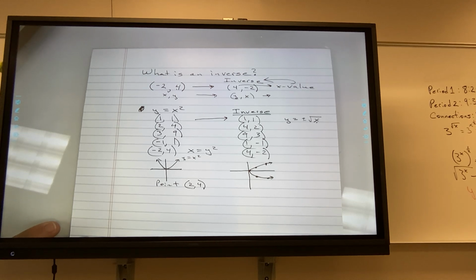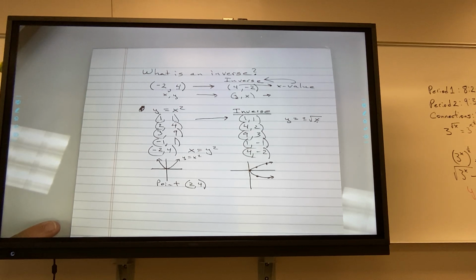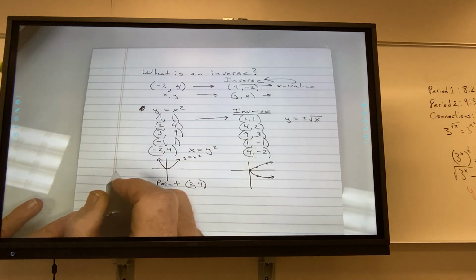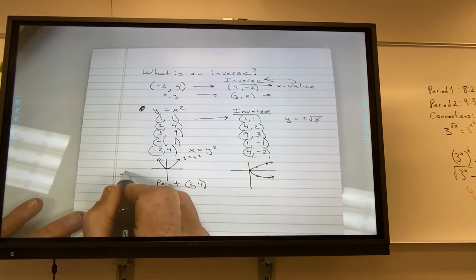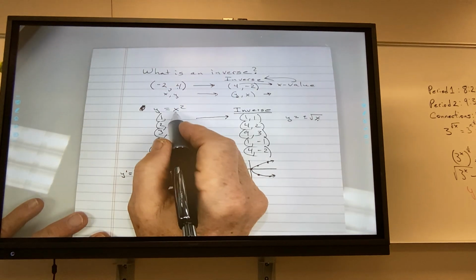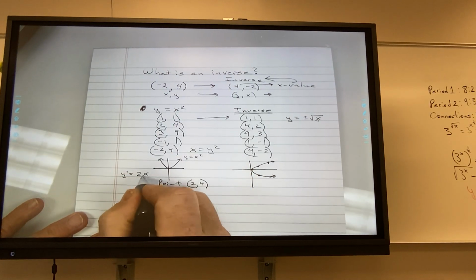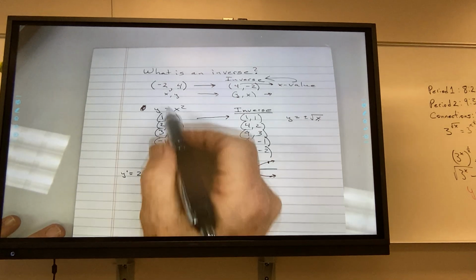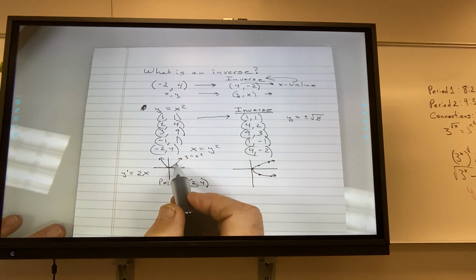Not sure? That's fine. Okay, anybody know how to figure out the slope? I'm going to find the derivative of y squared, correct? And the derivative of y squared is what? 2y times y prime equals 2x, right? Everybody agree? That computes the slope at any x value on this graph, correct?